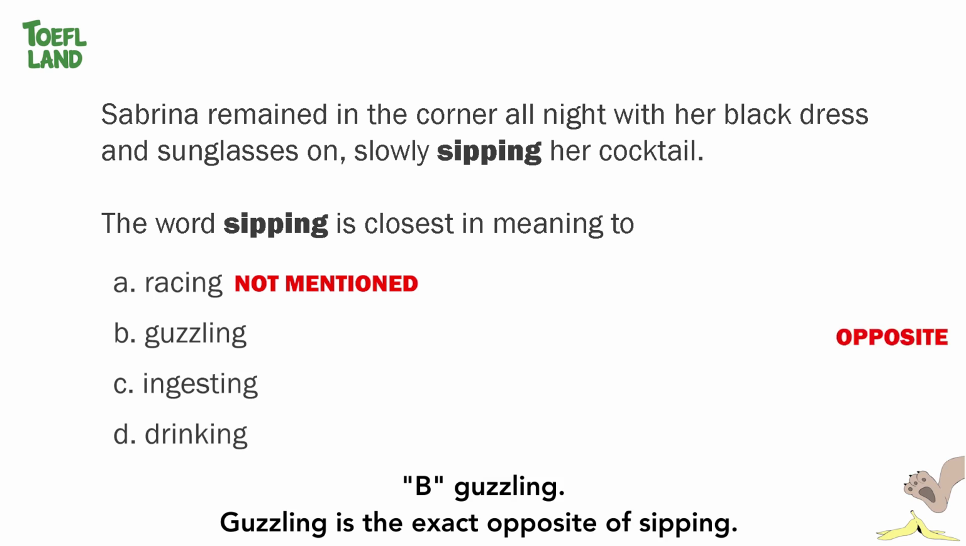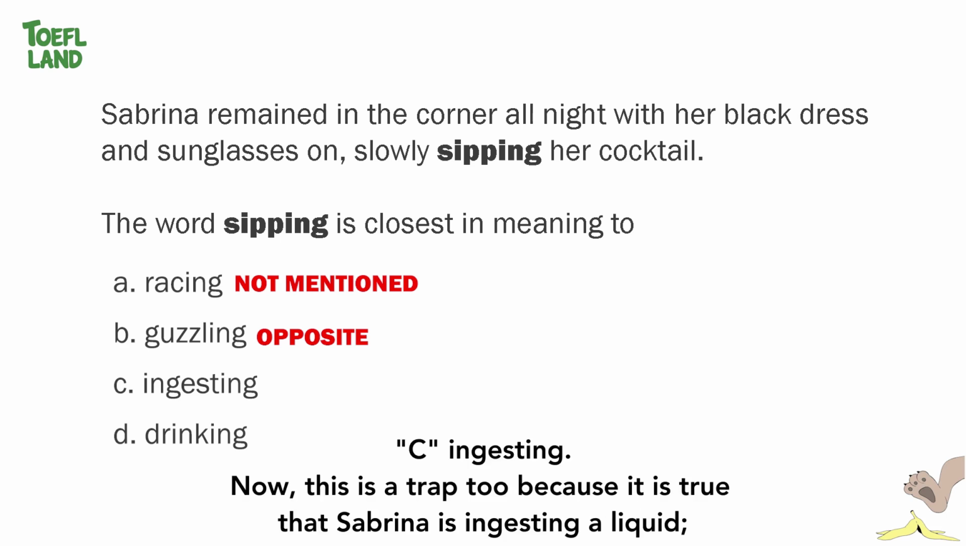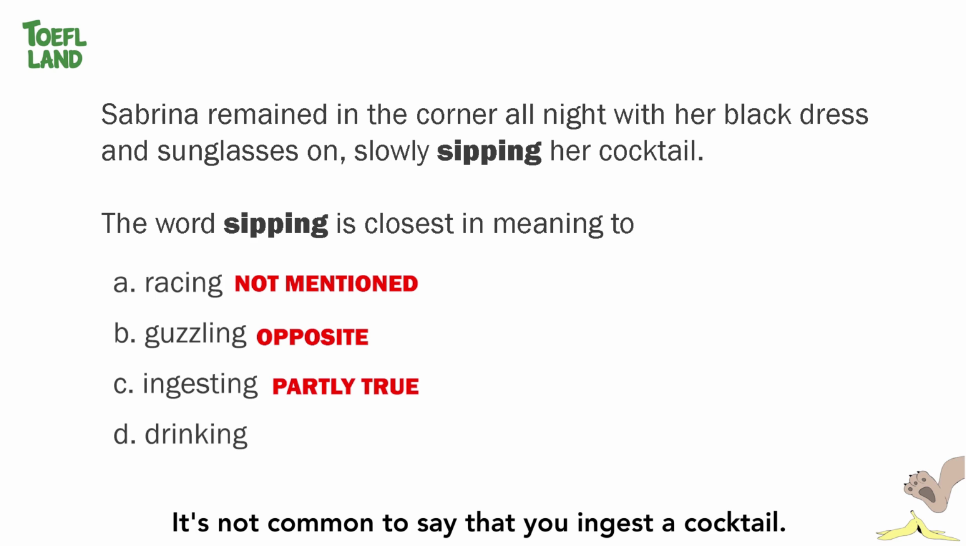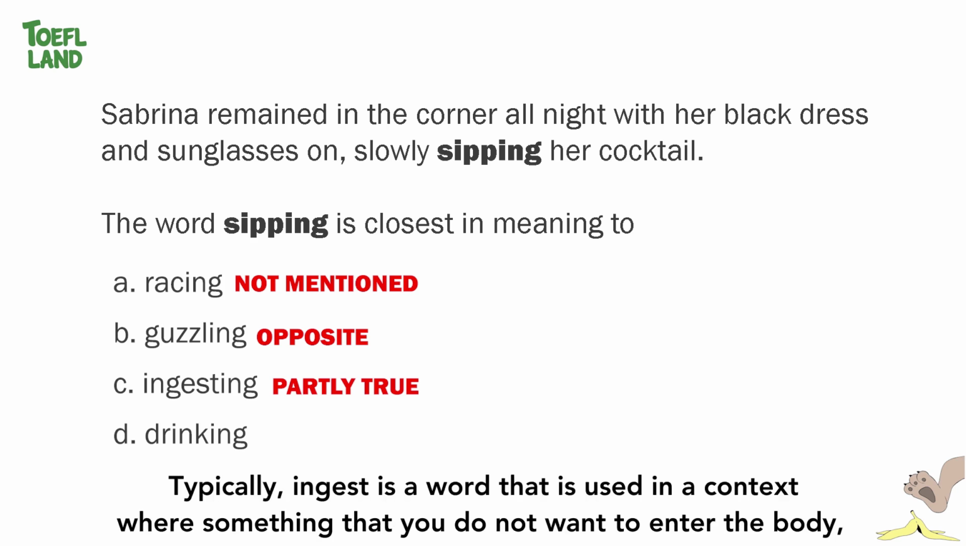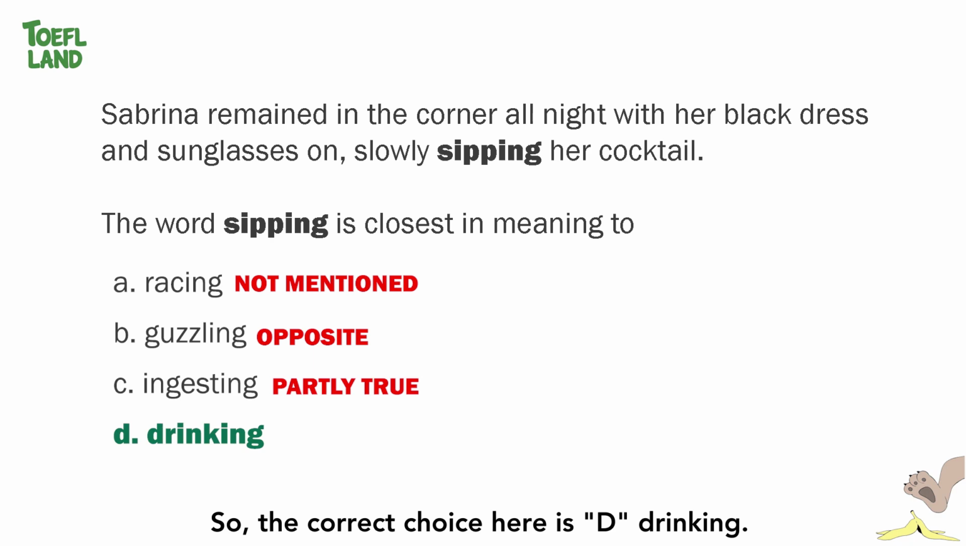B, guzzling. Guzzling is the exact opposite of sipping. It means to drink a lot of fluid very quickly. So this is a trap. Get rid of this. C, ingesting. Now this is a trap too, because it is true that Sabrina is ingesting a liquid. However, it's the wrong usage of this word. It's not common to say that you ingest a cocktail. Typically, ingest is a word that is used in the context where something that you do not want to enter the body does enter the body. So the correct choice here is D, drinking.